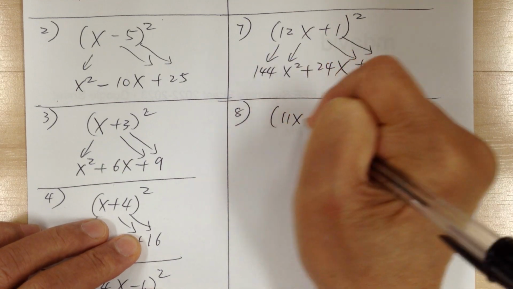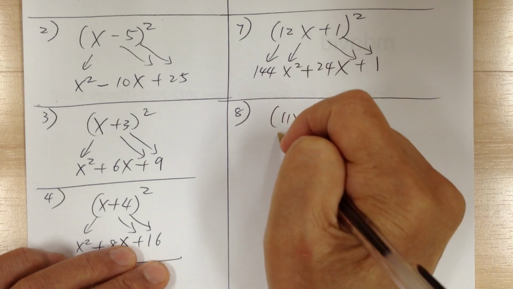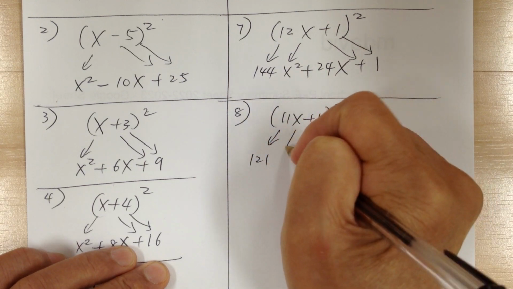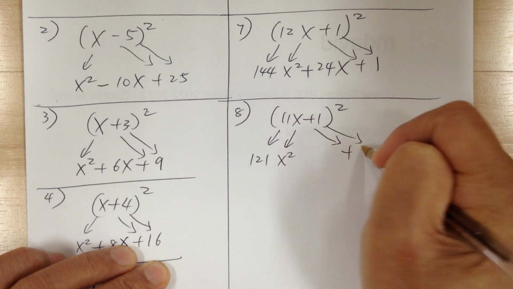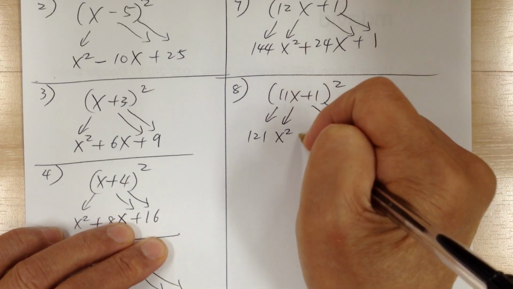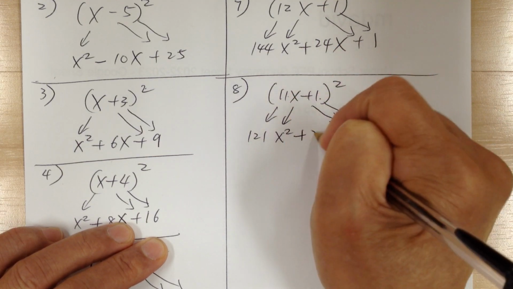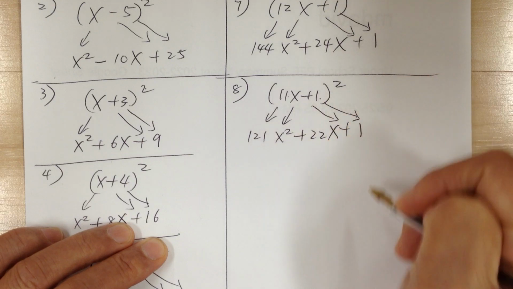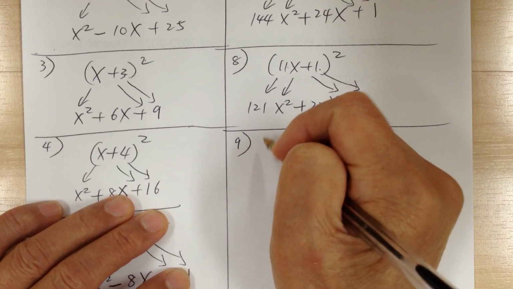Okay, number 8. You have 11x plus 1 squared. So square that, you get 121. Square that, you get x squared. Square that, you get plus. Square that, you get 1. The middle term, multiply all together. So the sign is plus. Number 2 times 1 is 2 times 11 is 22. Alphabet is x.